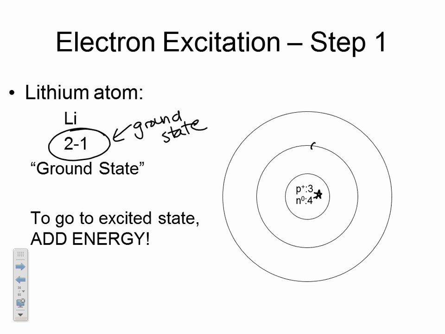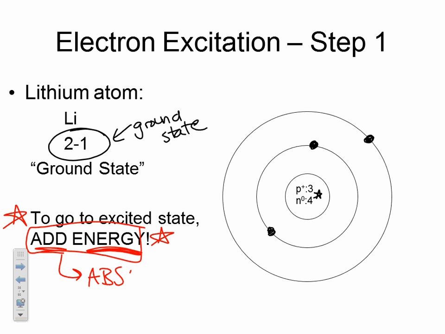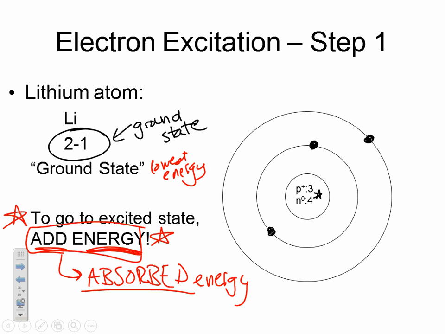I think you have the electron configuration drawn into your notes already, but 2 electrons in the first shell, 1 electron in the second shell. And in order to go to the excited state, we have to add energy. So we're going to push some energy into the system. This is the same thing as saying that the electron absorbed energy. The electron took in energy that we added from the outside. So right now, all the electrons are in their lowest energy state, but now we're going to push them. We're going to change them around.